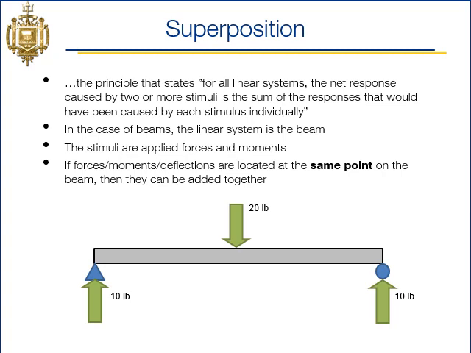We've got, on beams, a bunch of different loads, and the net results of those loads and the reactions can sort of be added together so long as they're located at the same point on the beam, right, the same point in our linear system. So those are pretty easy examples, so we're going to look at something a little bit more complicated next.